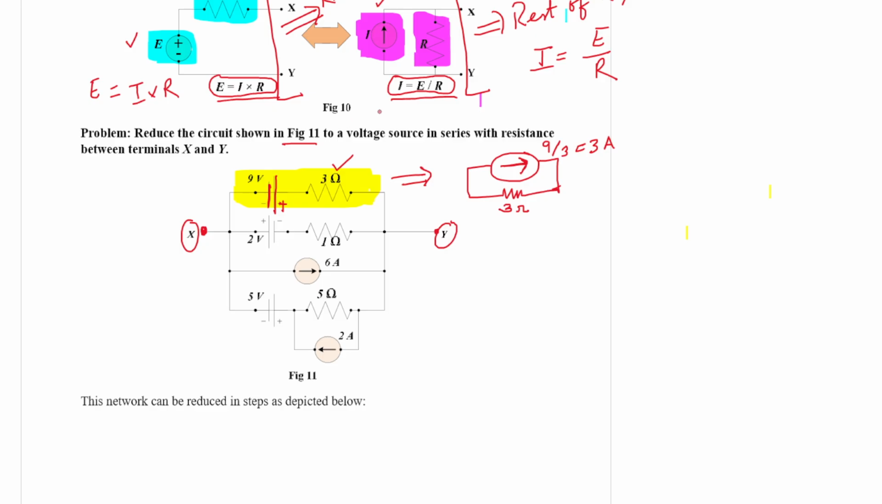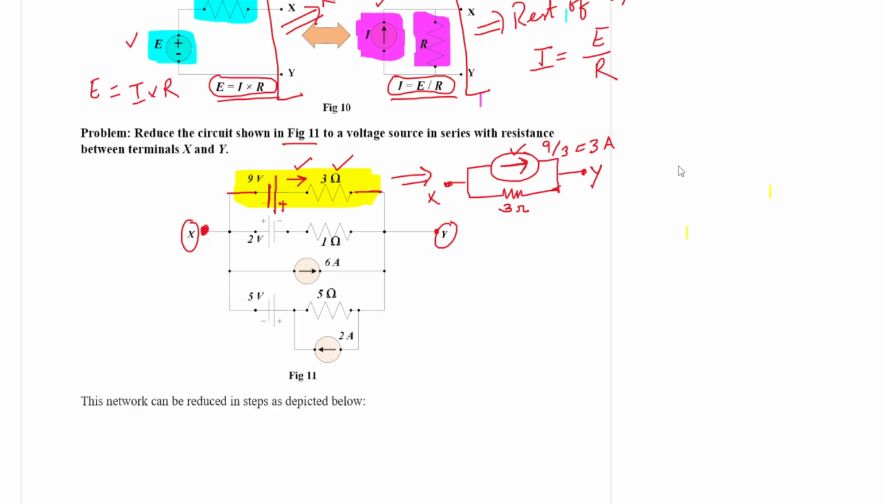Because this voltage source or battery will inject a current in this direction, right? In this direction. That is why when you convert this to an equivalent current source, the direction should be properly taken. So this direction and this direction should match. And this combination, the 9 volt and 3 ohm, is connected across the X and Y terminals. So this is terminal X and this is terminal Y.